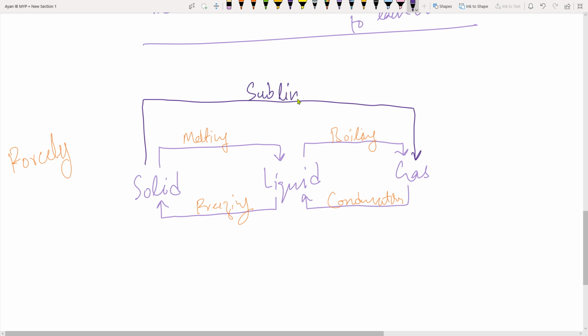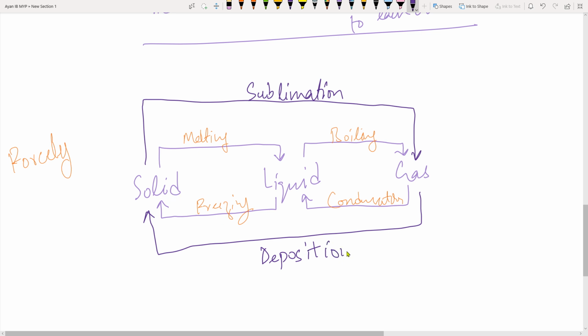Yes, sublimation, right? You remember this. Okay, this is sublimation. And from gas back to solid, that is called deposition, right? You deposit a gas particle directly onto a solid form, right? So that is called deposition, deposit, right?